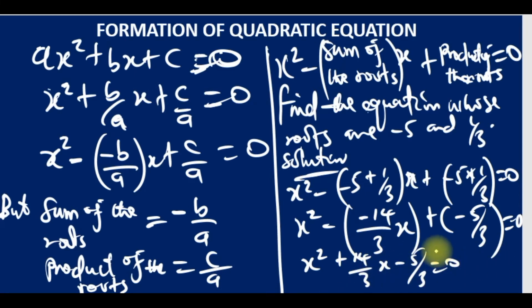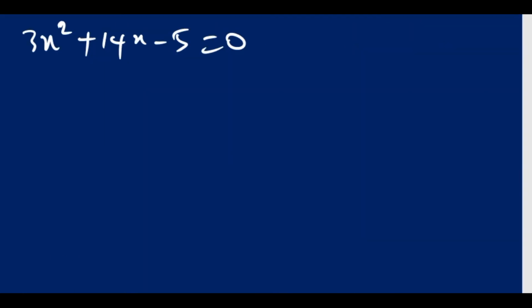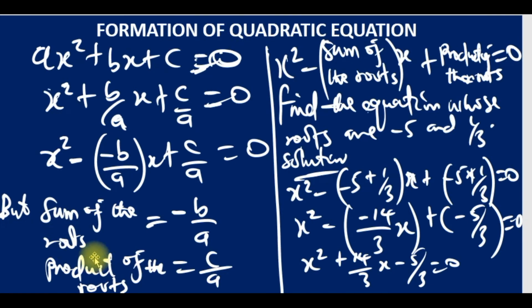So that's the answer. Or maybe we can remove the denominator by multiplying each term by the LCM of the denominators, which is 3. So if you decide to multiply by 3, we have 3x squared plus 14x minus 5 equal to 0. So they are the same. If the answer is not in this form, it will be in this form. So that's how you form a quadratic equation given the roots.